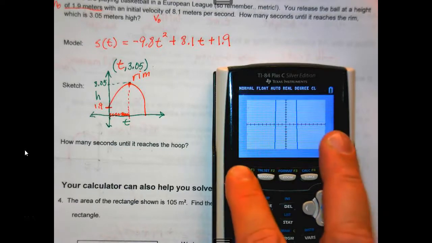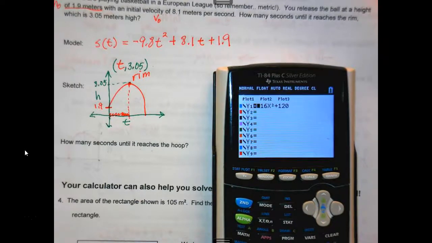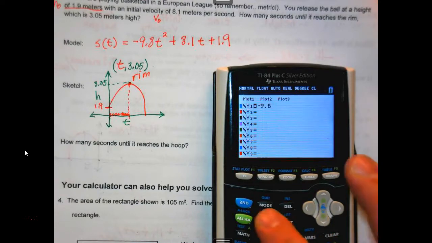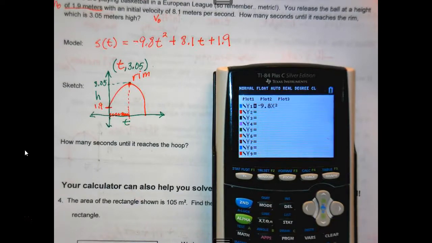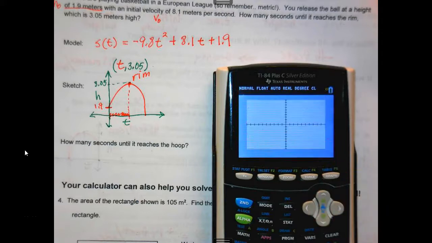Okay, let's put our new equation in. I have negative 9.8 x squared plus 8.1 x plus 1.9. I'm going to graph this. And this is kind of small for me to see. I'm old and I'm half blind. So I'm going to adjust my window again.